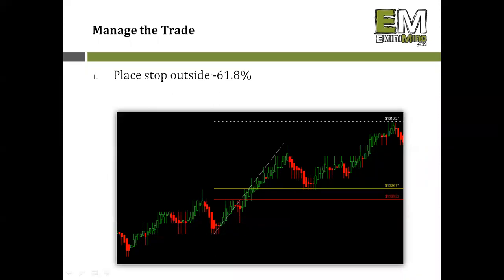So if volatility is really low, you might have a very small distance between the 50% and the 61.8. If volatility picks up, you might have a larger distance between the 50% and the 61.8. So in that way, it's very flexible and malleable to different market conditions.